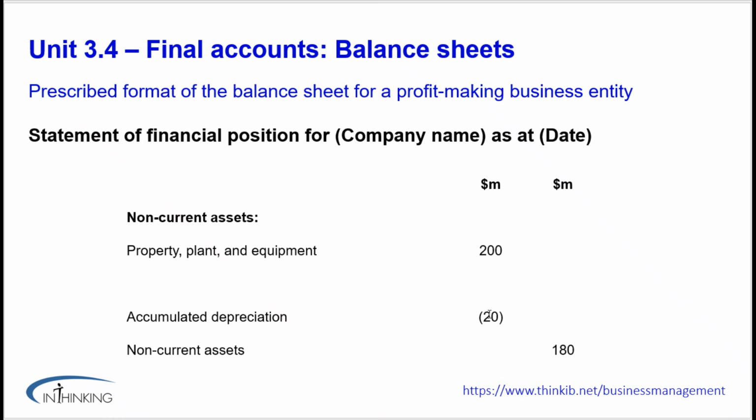Depreciation is the loss in value of these non-current assets due to wear and tear. So in this particular example, the business has lost $20 million in terms of depreciation on its fixed assets. So the total value of our net non-current assets is 200 minus 20, so it's 180 million.